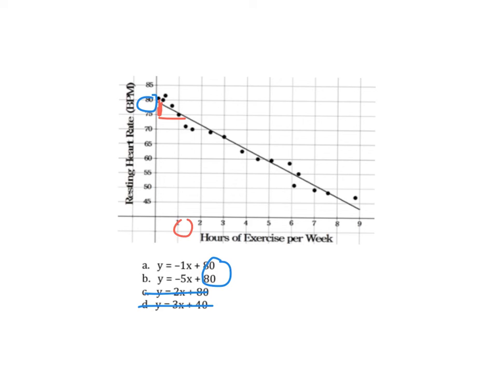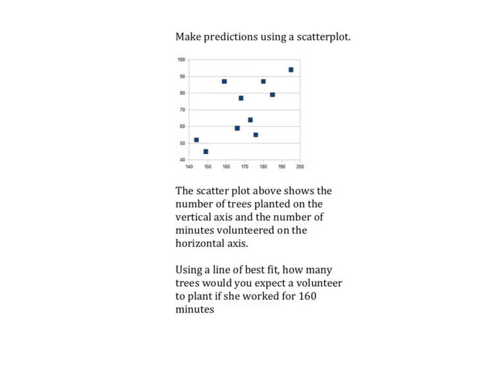So our slope here, and a really common mistake would be for you to just count going down 1 square and then over 1 square, which would be a -1 slope. But we're not. We're going down 5. From 80 to 75, we went down 5, and then we went over 1, giving us a -5 slope. So our correct answer here would be letter B.